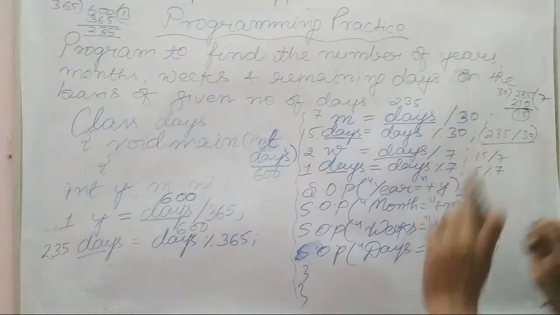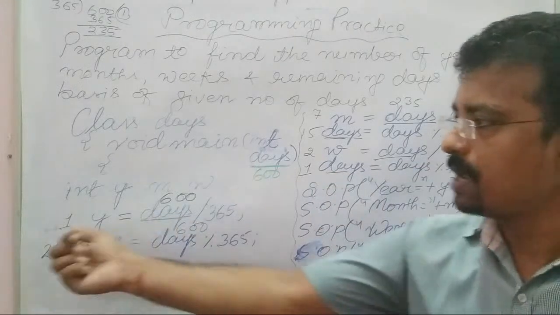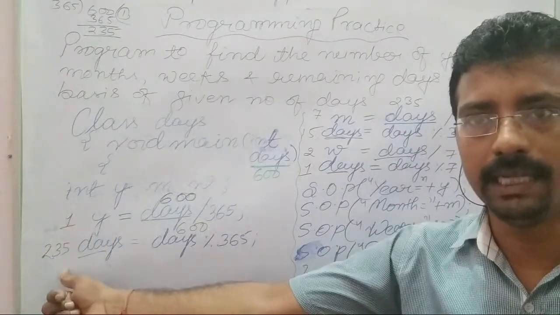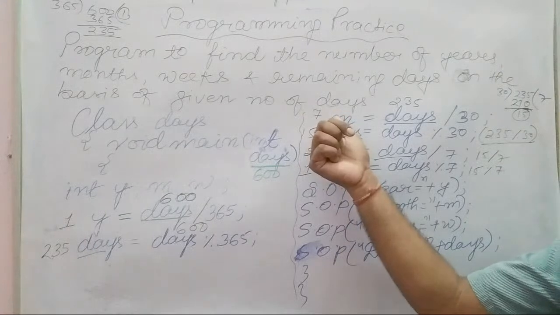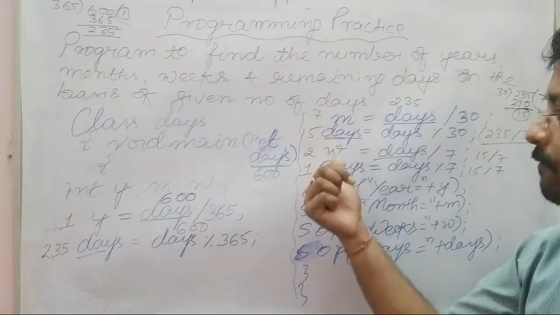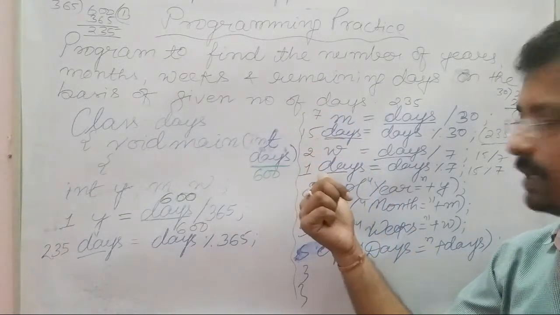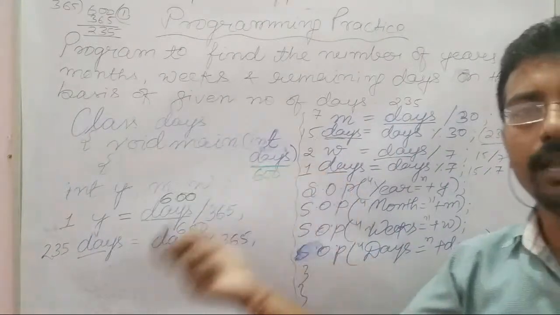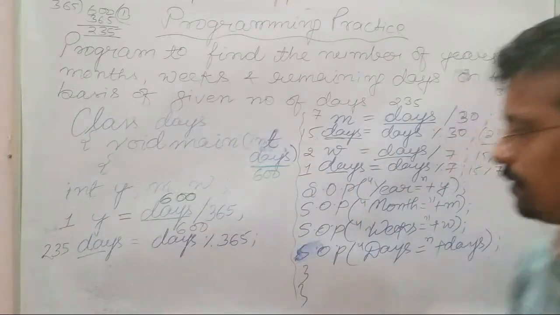So this way what is happening? See, years have been calculated, remaining days came. Months have been calculated, remaining days came. Weeks have been calculated, remaining days came. Your whole answer has come. Now you have to print.